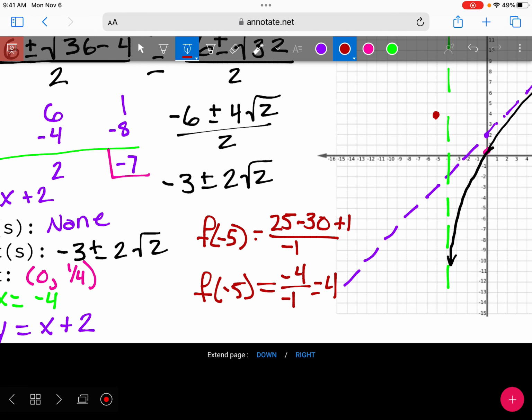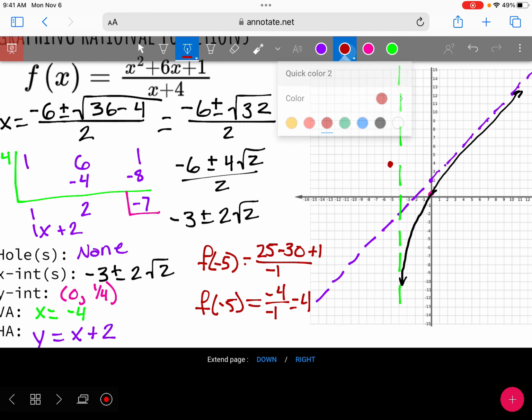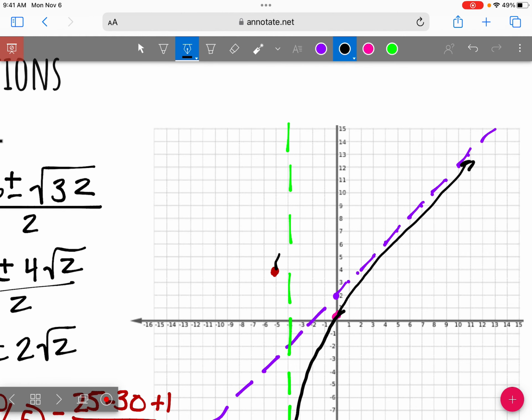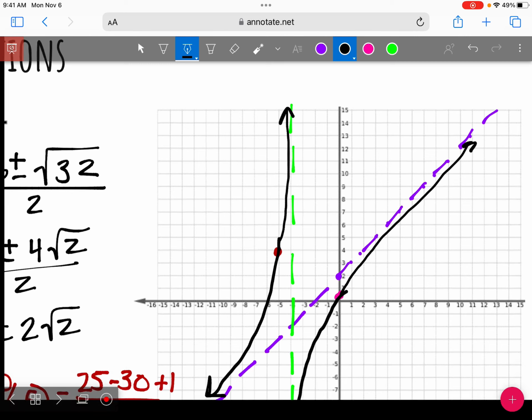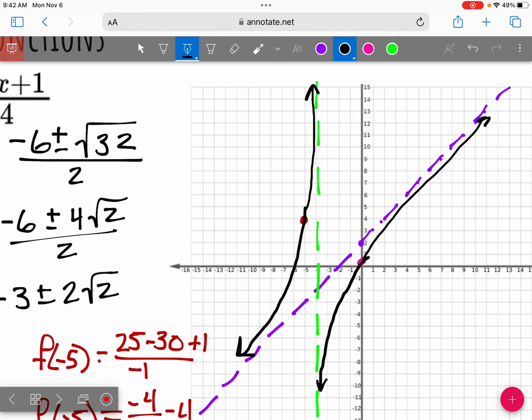And again, I have a point, and I know it's going to hug both my asymptotes. So I'm going to go through that point and hug the green asymptote, and through that point and hug the purple asymptote. We only get to cross asymptotes when we are between, if it's got 2 vertical asymptotes, okay?